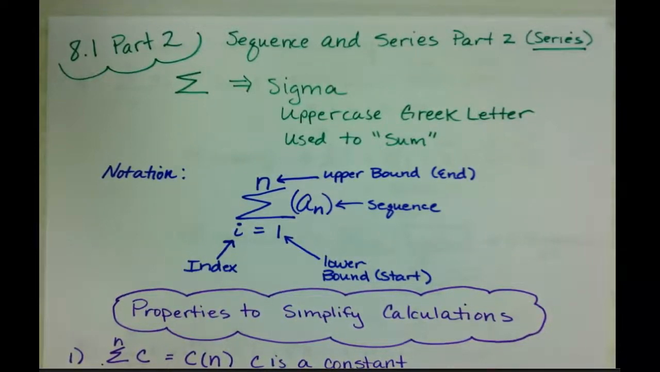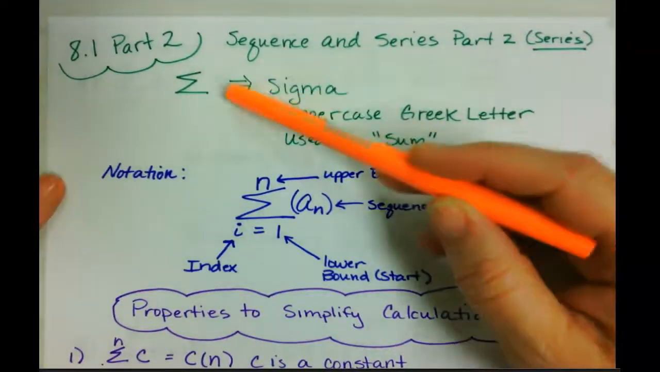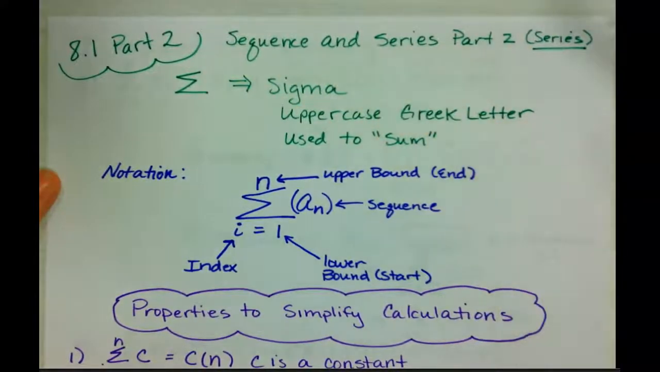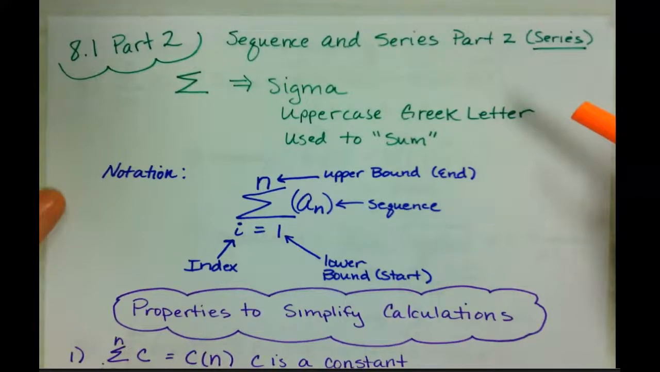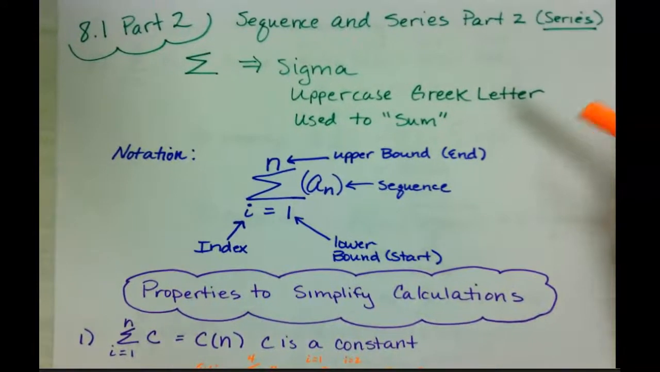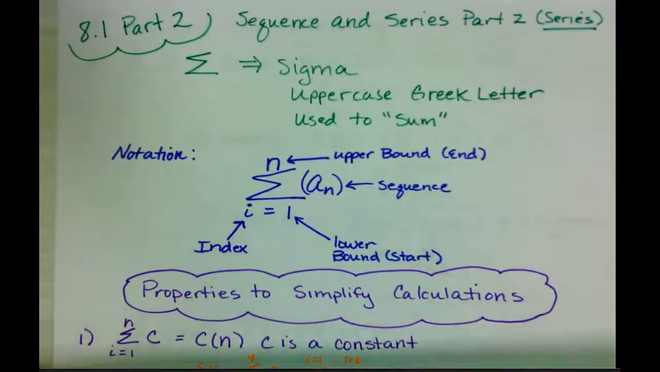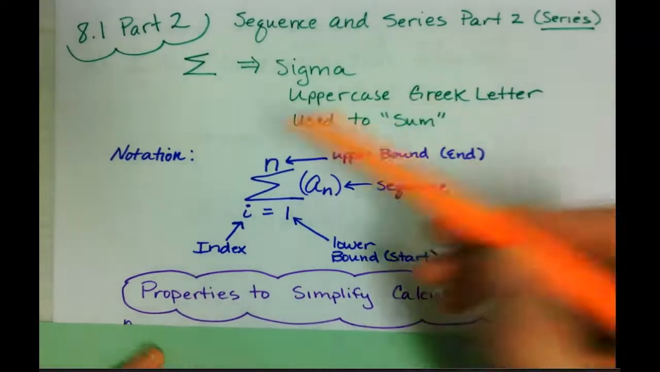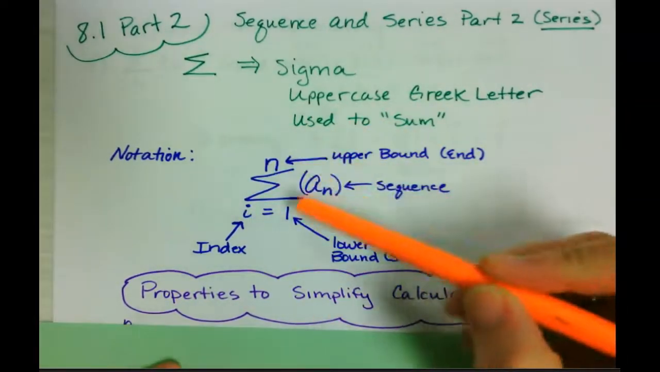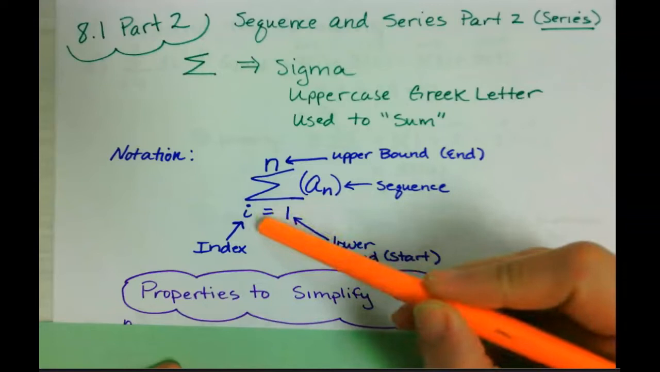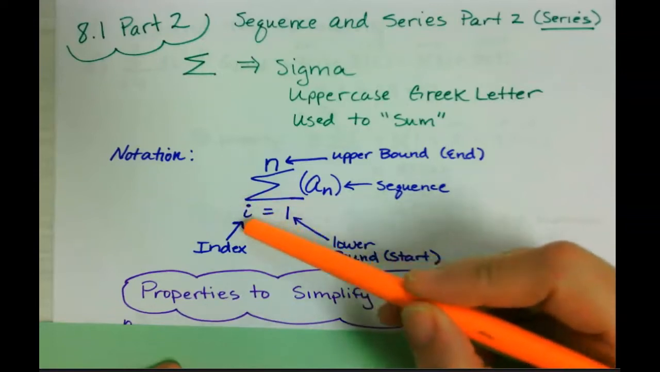So in a series, we're going to be using the sigma notation, which is a Greek uppercase letter, and we use it to signify that we're going to sum or add some things together. The symbol and the notation looks like this, and so you have that sigma, and then there is an index or a letter right here that's the index.